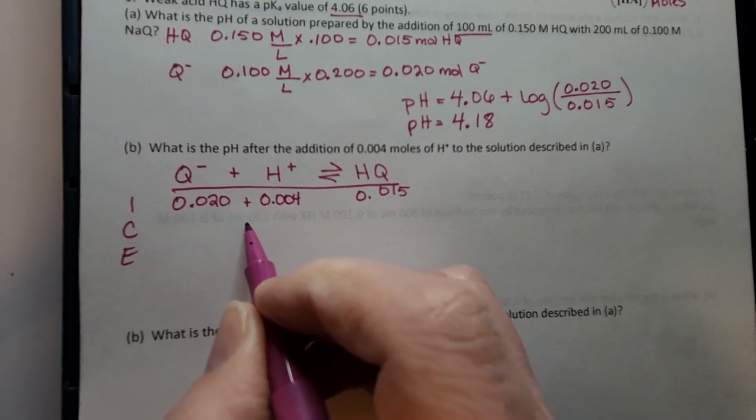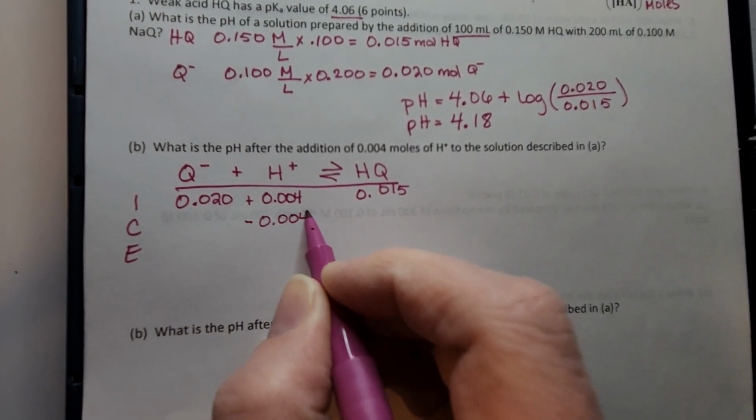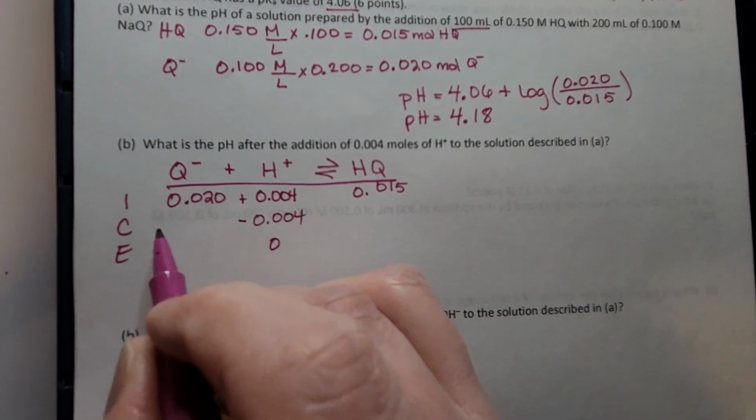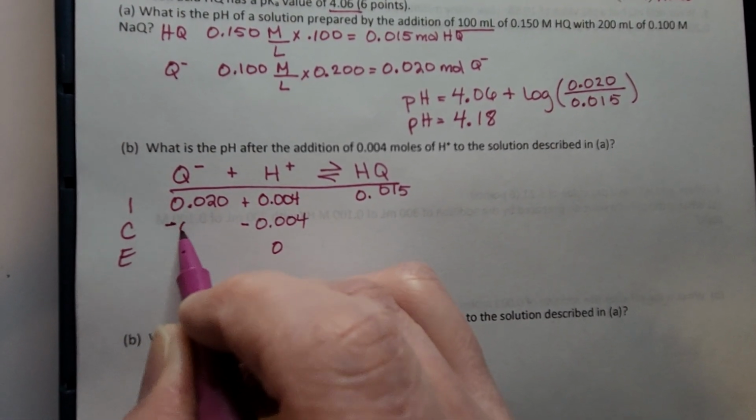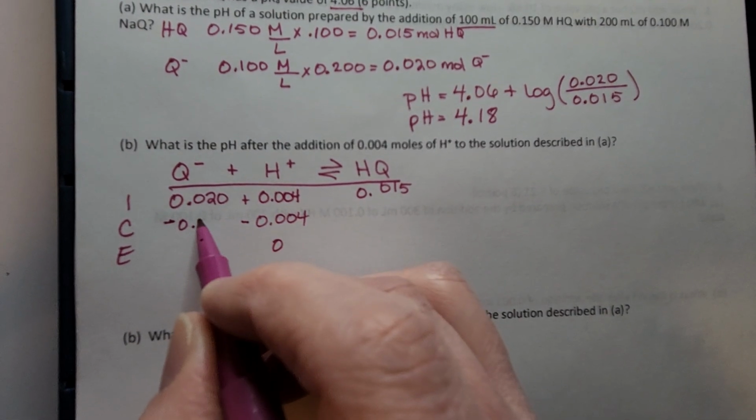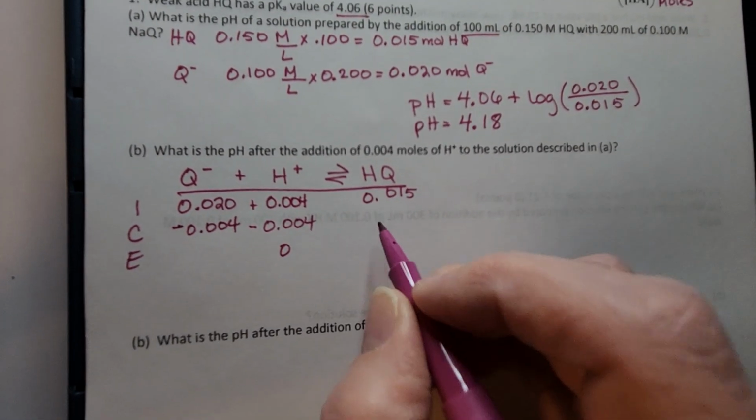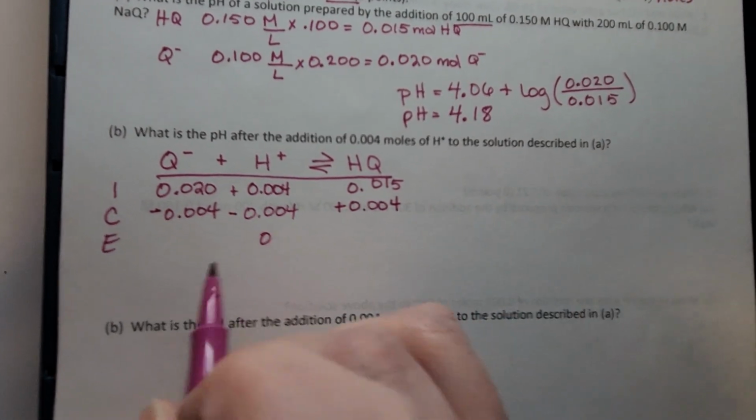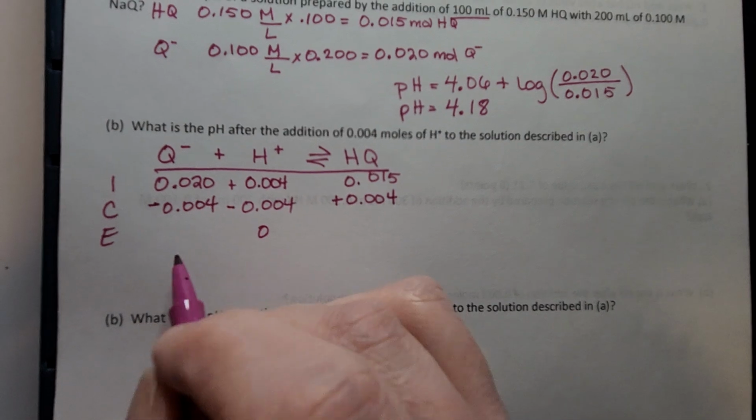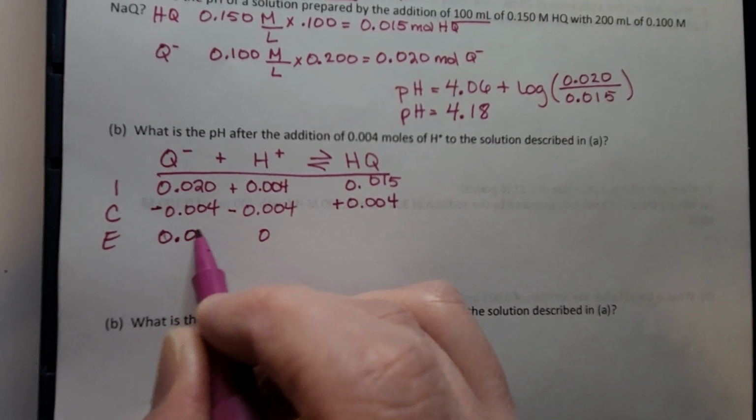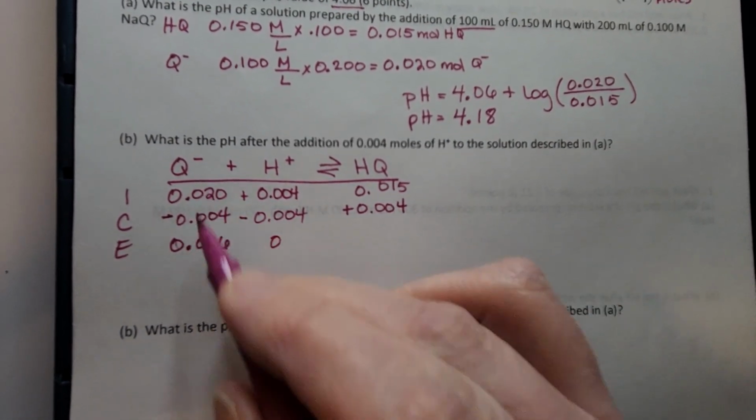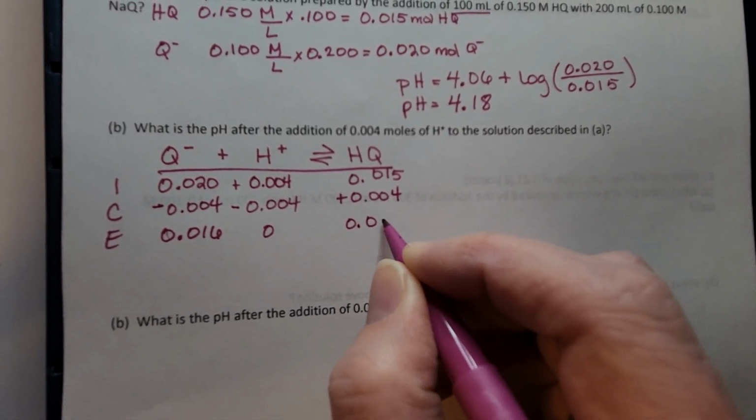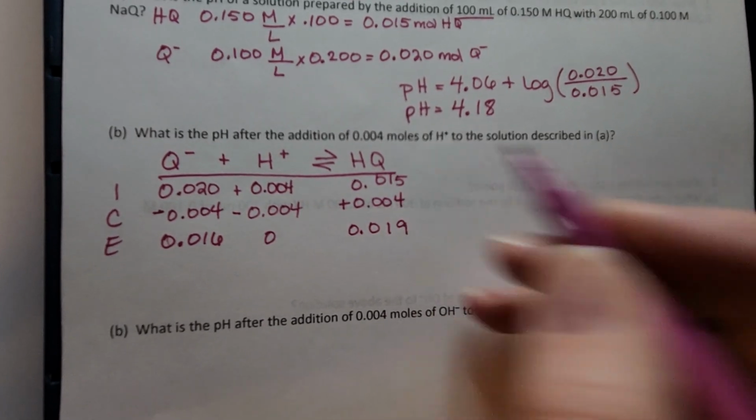All right, so our H plus here is going to get used up in a reaction with Q minus, and it's going to come over here. So we're going to subtract 0.004. That's going to leave us with no free H plus floating around in there, which is exactly what it should be. And then we're going to subtract it here too, because this is reacting together. And then we're going to add it here. Okay? So this is going to give us 0.016 as our concentration for Q minus, and 0.019 as our concentration for HQ.